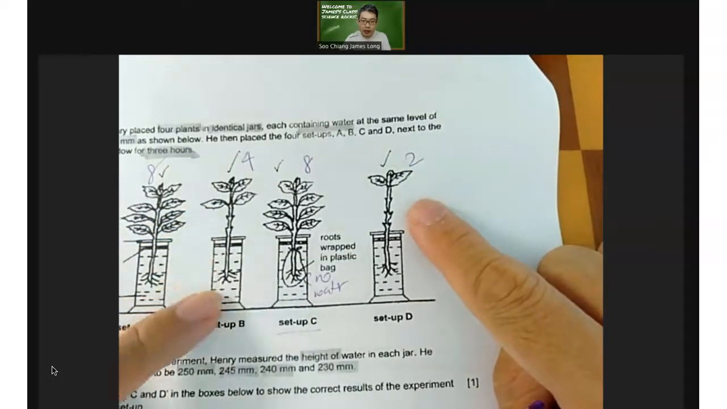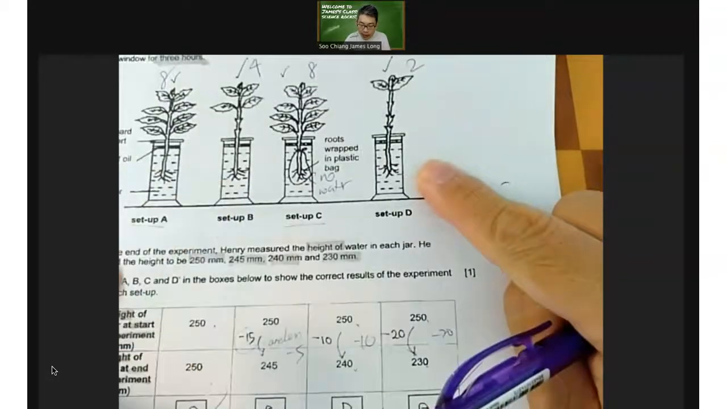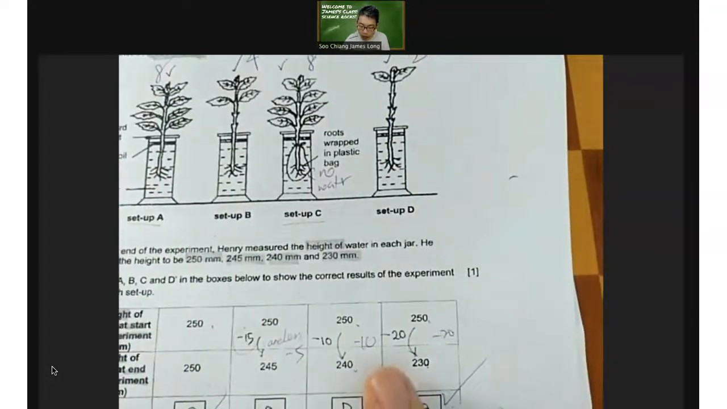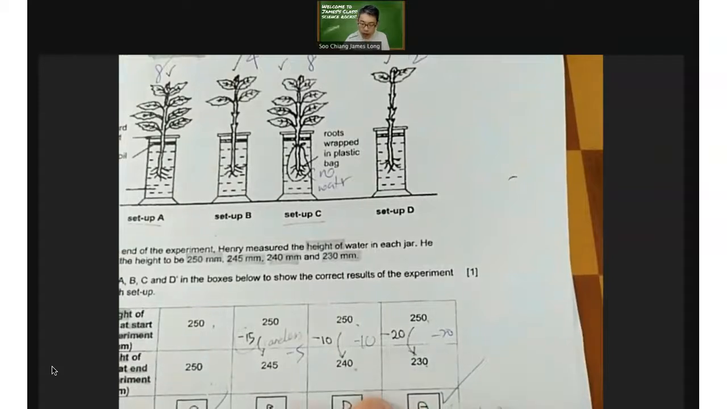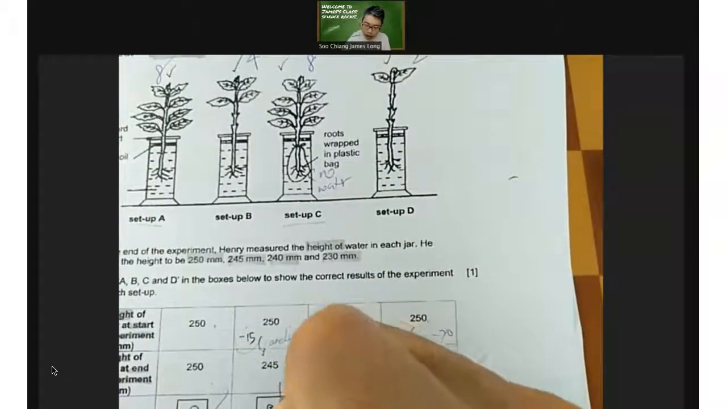This A is correct. Between these two, this one would have more photosynthesis than this one. So B will have less water compared to D. Less water, so this should be B, and this D.